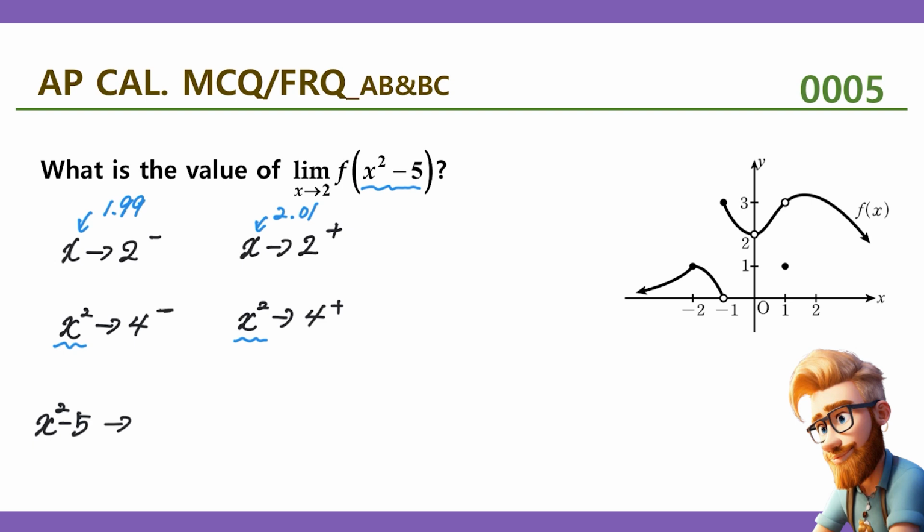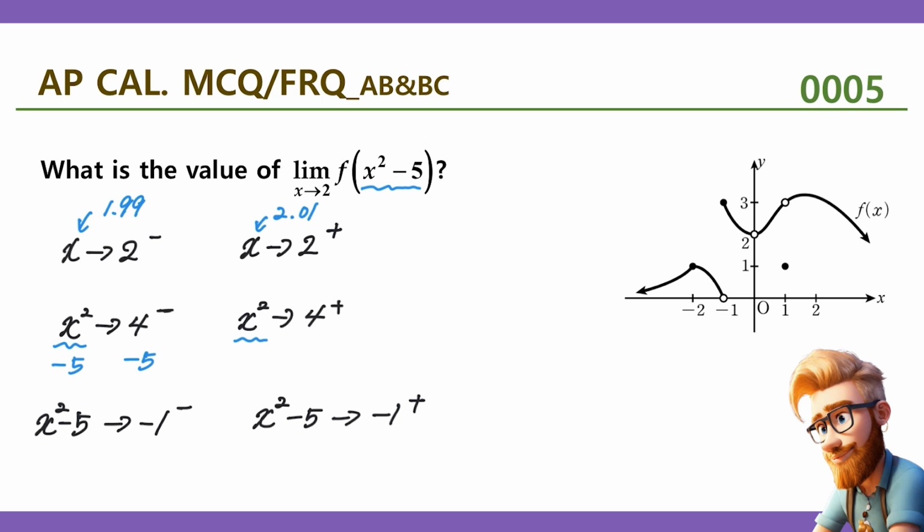You know, what we have to do is we subtract 5 from each side, right? So 4 minus 5, that's negative 1. So negative 1 from the left hand side. You know, x squared minus 5 approaches negative 1 from the right hand side, right?